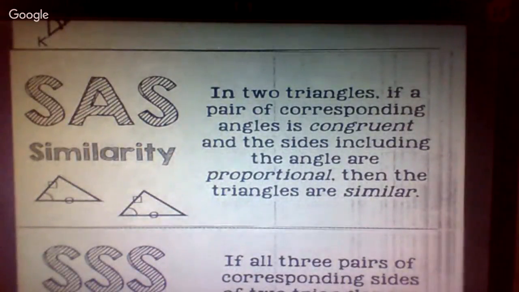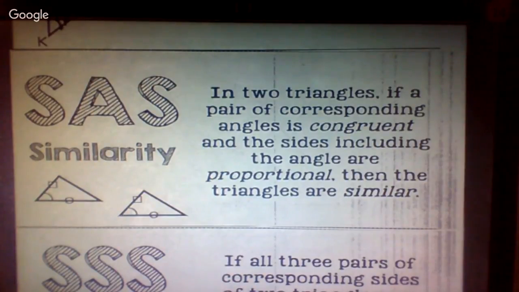With similarity, we also have one called SAS, which is side angle side. But this time, they're not proving congruent. This one says, in two triangles, if a pair of corresponding angles is congruent and the sides, including the angle, are proportional, then the triangles are similar. So this time, we don't want to prove that the sides are alike. They're not the same. They're going to be proportional. So we're going to do something called setting up a proportion.